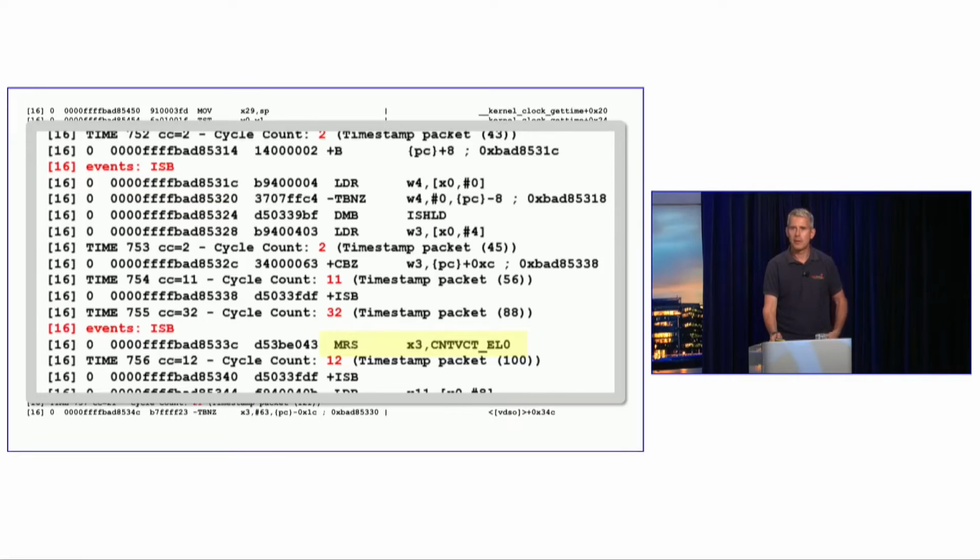So I think this is a powerful technique, and it gives you a level of insight into where you're spending time in your code that is very hard to get any other way.